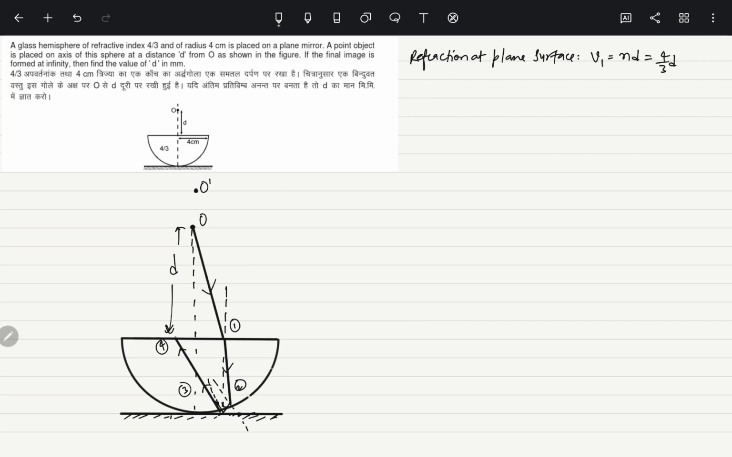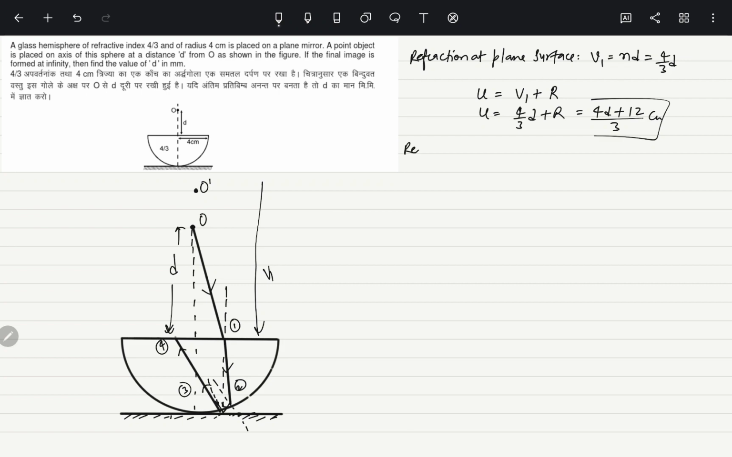So first of all, we need to see the distance of this object from this curved surface. We can see it clearly. The distance of the object from the curved surface is basically this v1 plus the radius. So u is equal to v1, so 4/3 into d plus r. R is given as 4. I'm taking d in centimeter right now. So it will be (4d + 12)/3 centimeter. So this is u, the object position from the curved surface.